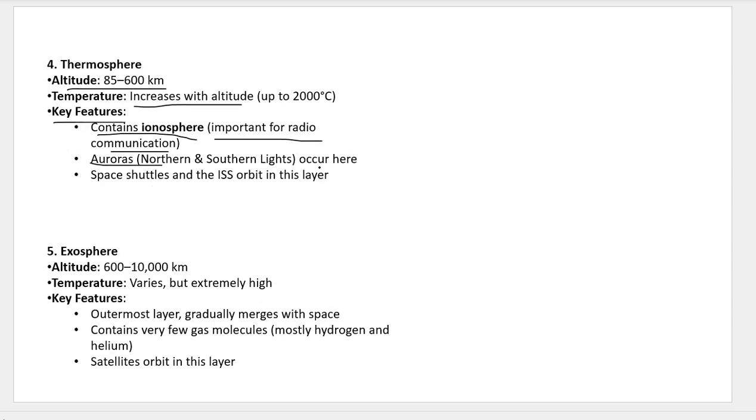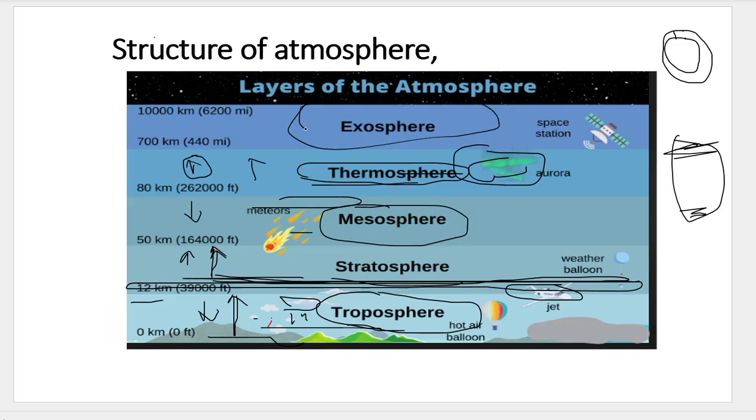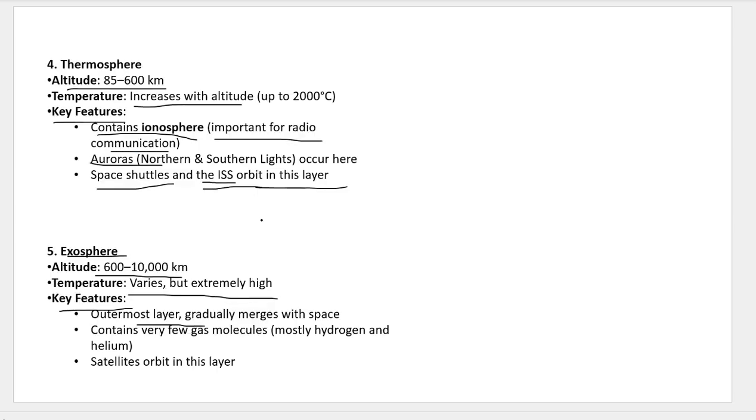Temperature increases with altitude, and space shuttles and the International Space Station also orbit in this layer. Please remember the International Space Station is present in the thermosphere. Okay, and the last one is the exosphere. Its altitude is 600 to 10,000 kilometers. Here temperature is extremely high, and it also varies from place to place. The key feature is that it is the outermost layer of the atmosphere, and it gradually merges with space.